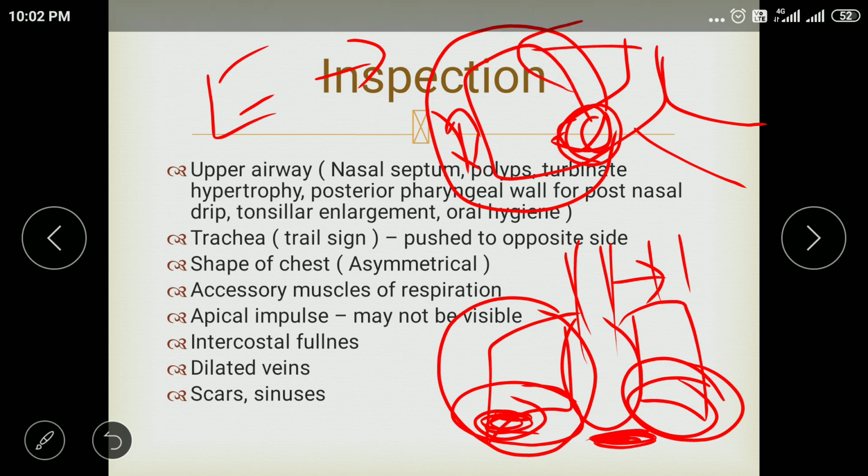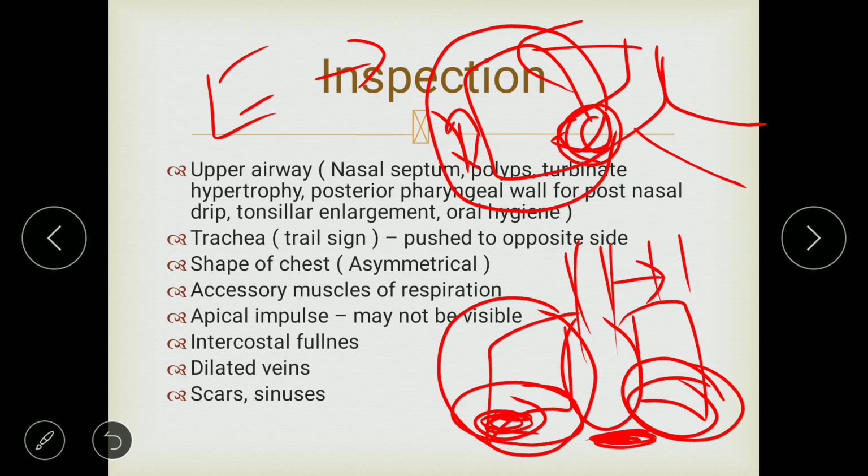And also look for the symmetry of the chest and accessory muscles of respiration. And apical impulse may not be visible if the patient has left-sided pleural effusion. And look for the intercostal fullness, dilated veins, scars, and sinuses.